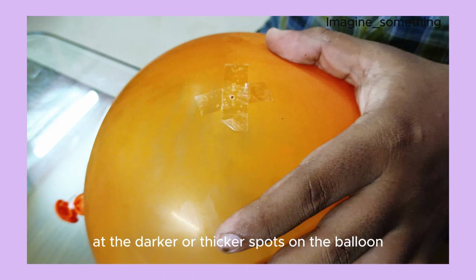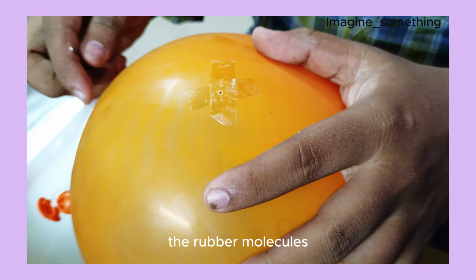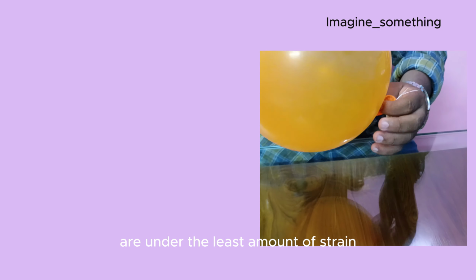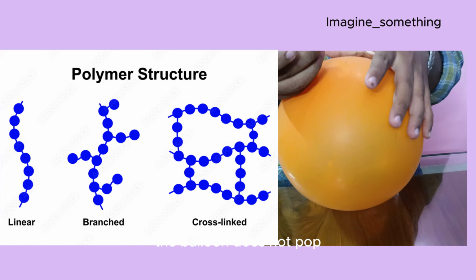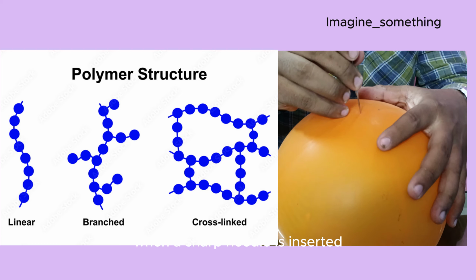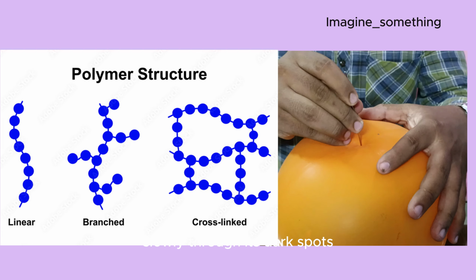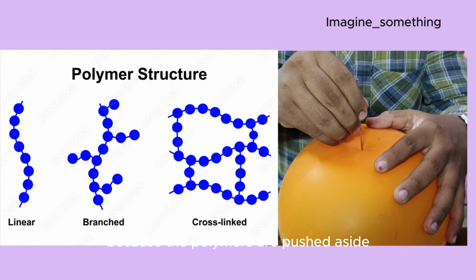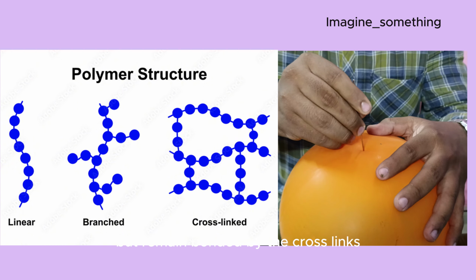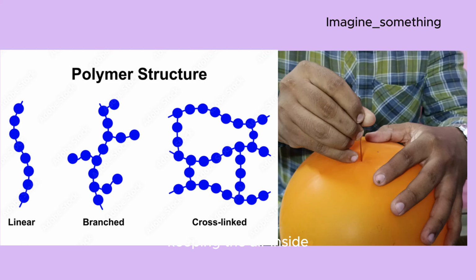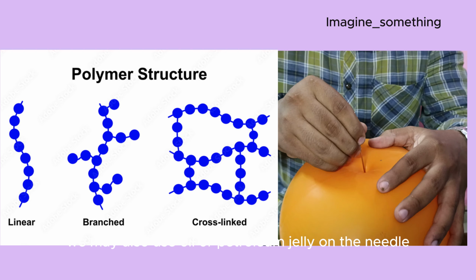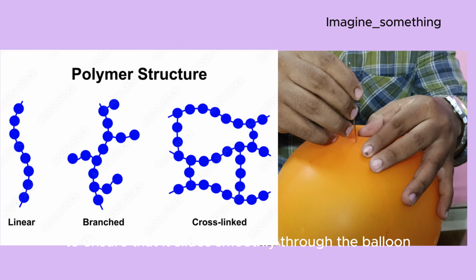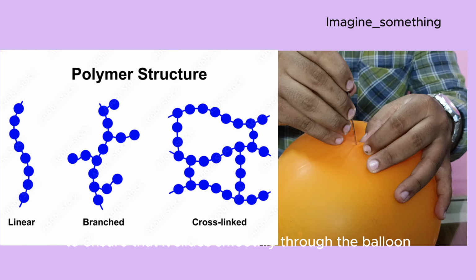At the darker or thicker spots on the balloon, the rubber molecules are under the least amount of strain. The balloon does not pop when a sharp needle is inserted slowly through its dark spots because the polymers are pushed aside but remain bonded by the cross-links, keeping the air inside. We may also use oil or petroleum jelly on the needle to ensure that it slides smoothly through the balloon.